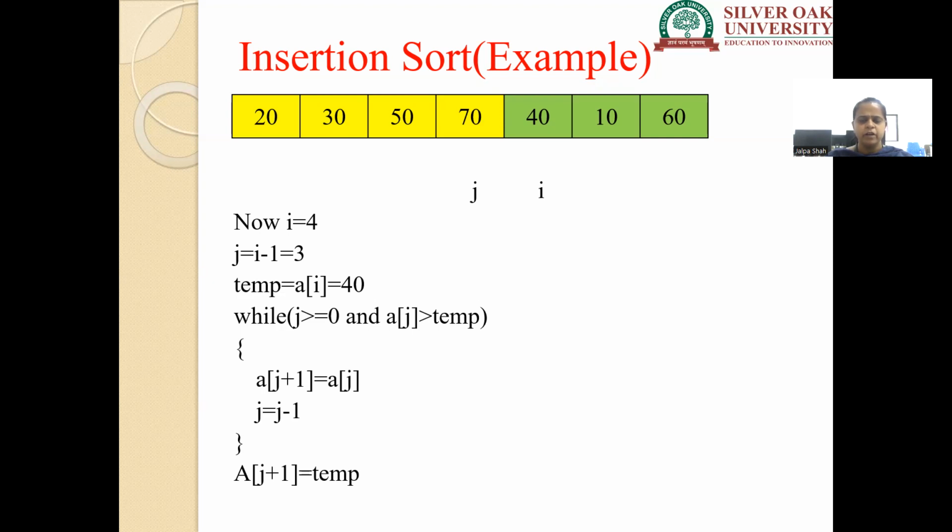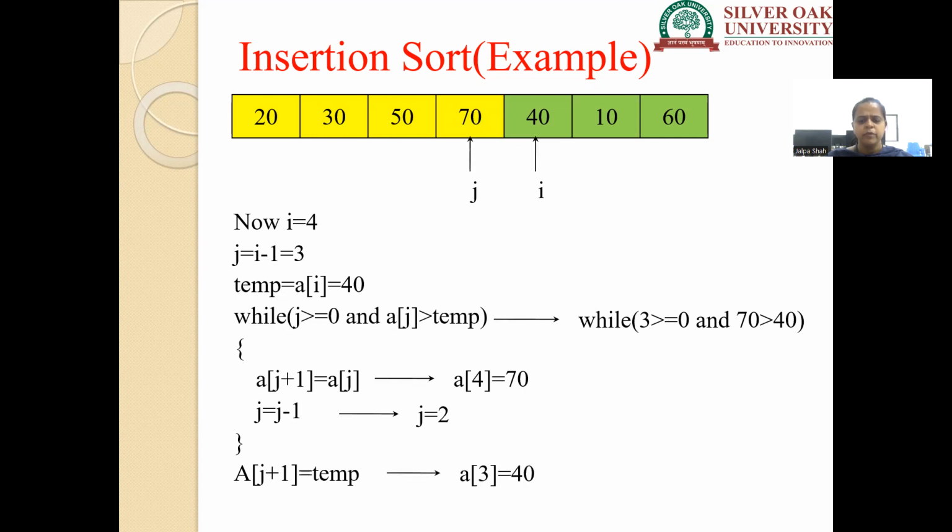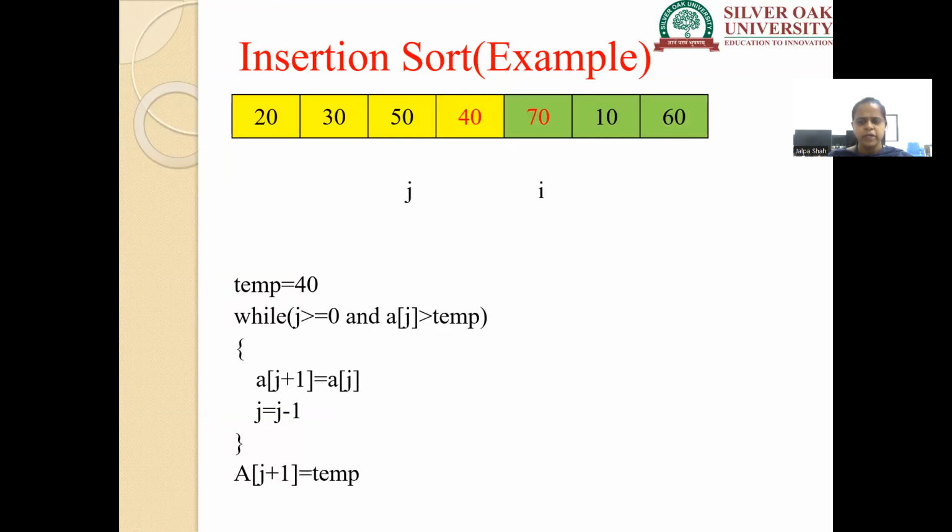Now again your I pointer will be incremented. So I will go to 4, so j will become 3. So temporary equals a of I equals 40. While j is greater than or equal to 0 and a of j is greater than temporary, so a of j plus 1 equals a of j. So while 3 is greater than or equal to 0 and 70 is greater than 40, both conditions will become true. So a of 4 will become 70, j will become 2 and a of 3 will become 40. So data will change. You can see in the red, data is changed.